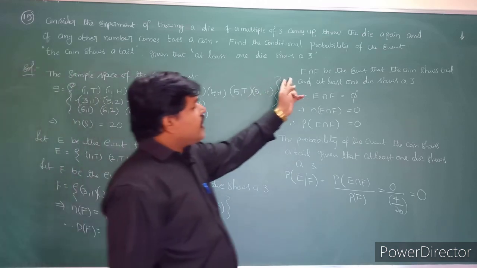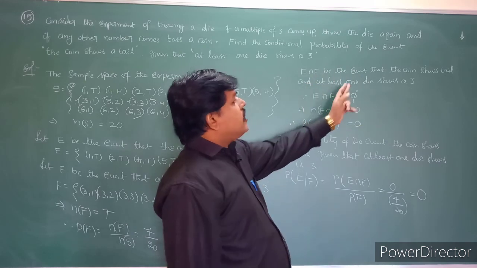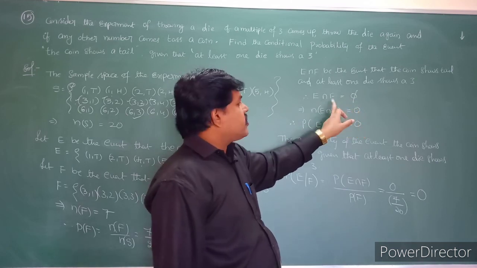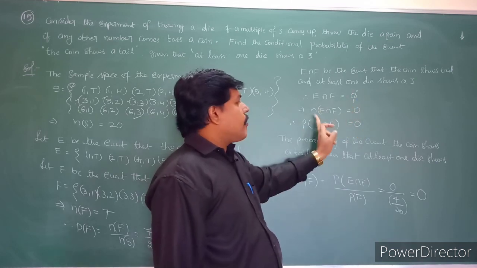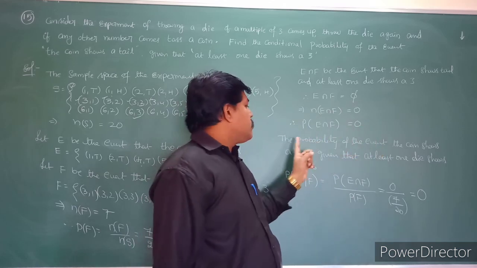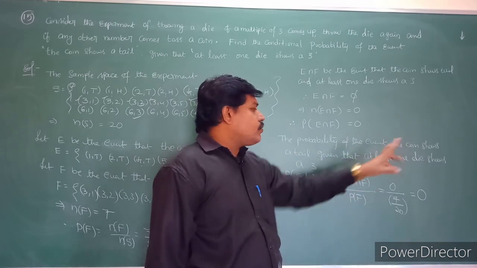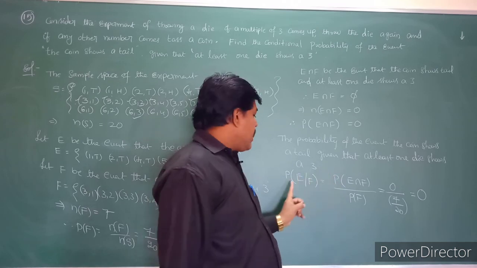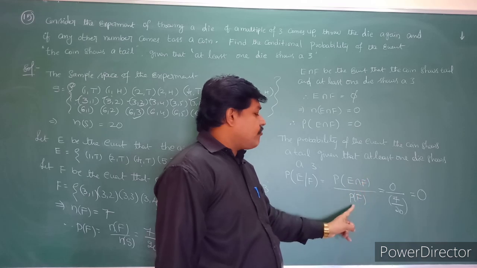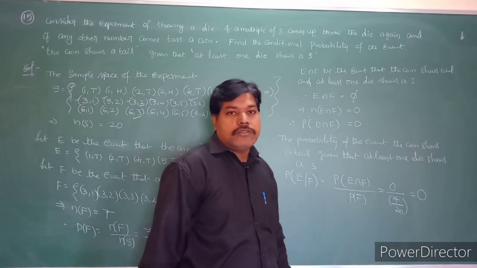So P of F is equal to 7 by 20. E intersection F is the event that the coin shows tail and at least one die shows a 3. There is no common element, so the intersection will become the empty set. If the empty set is there, the number of elements is 0, so the probability of that event will become 0. Therefore the probability of the event, the coin shows a tail given that at least one die shows a 3, that is P of E given F is equal to P of E intersection F by P of F, that is equal to 0 by 7 by 20, that is equal to 0.